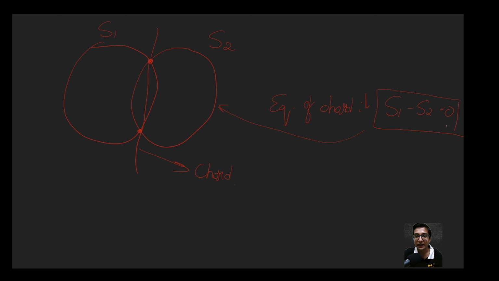Simply, I hope you all can understand that x square and y square terms would be cancelled from this. And once they are cancelled out, you would be left with only the single degree of x and single degree of y, and that is how the equation of any straight line is written. So that is how you find out the equation of a chord.